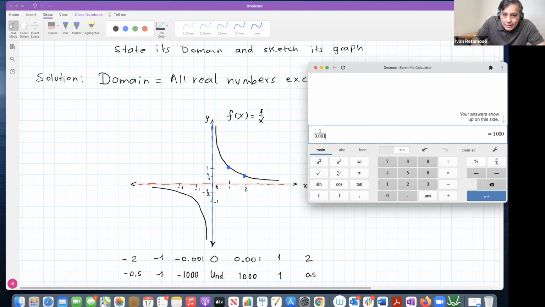So 1,000, right here. This very, very small number, very close to 0, will be mapped with 1,000, somewhere up there, right? But the idea is that if you connect these two dots together with that 1,000 up here, you're going to get this curve, right? You're going to get this curve.